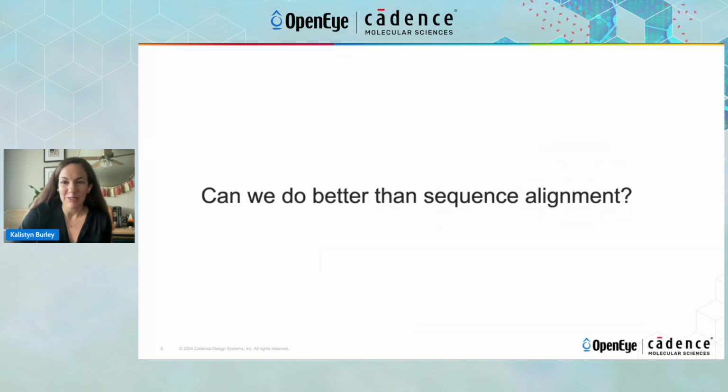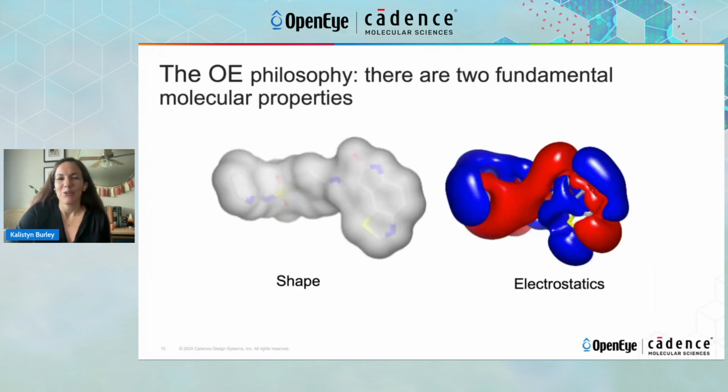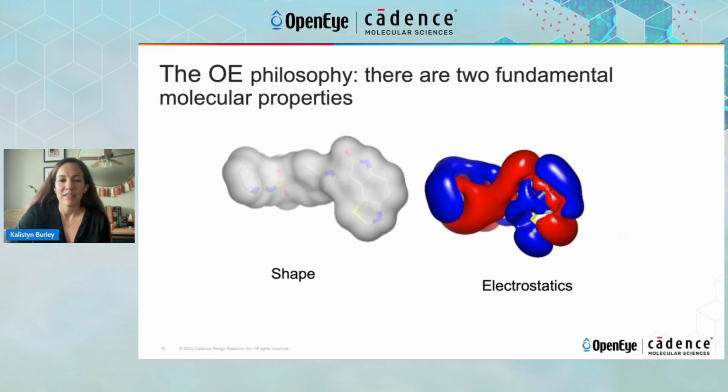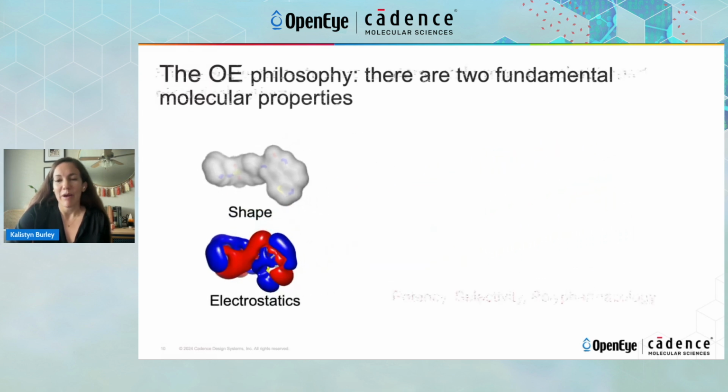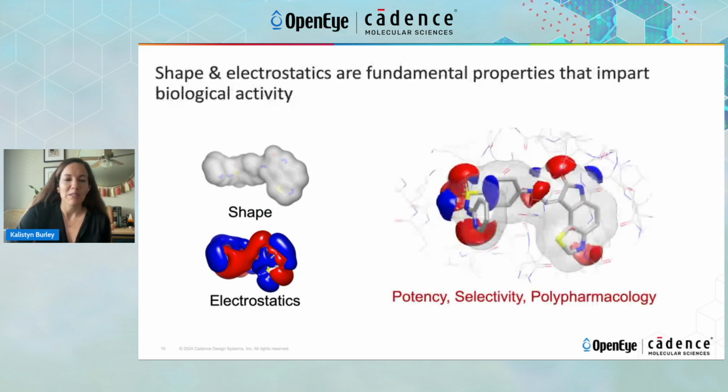So can we do better than sequence alignment? This is a question that we've addressed in ways before here at OpenEye. At OpenEye, we really believe that there are two fundamental properties that describe molecules: the shape of the molecule as well as the electrostatic features of the molecule. If you can describe a molecule by its shape and electrostatics, you can understand the bioactivity of that molecule. So molecules with similar shape and electrostatics are expected to have similar potency, selectivity, and probably pharmacology.